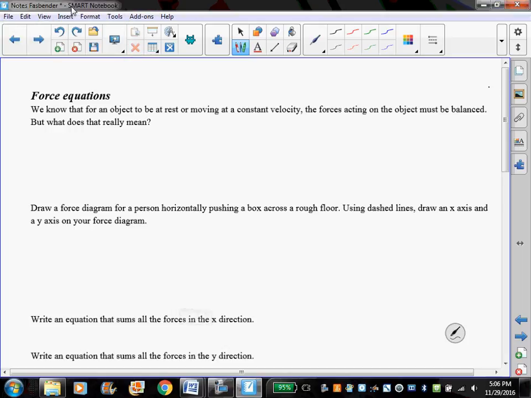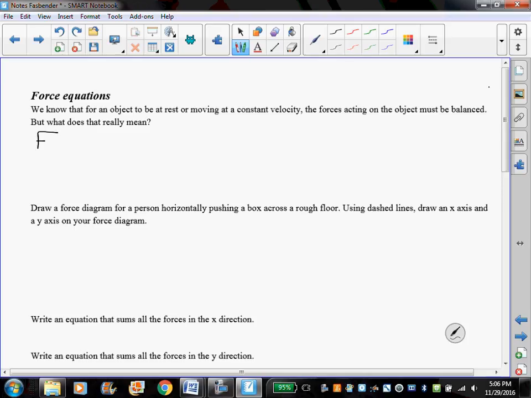Let's talk about force equations. Force equations are going to be the best way to try to solve force problems now that we are trying to put some numbers to all of this stuff. So first, let's review what it really means to have balanced forces. We know that we have balanced forces when an object is at rest or moving at a constant velocity, but what does it really mean?